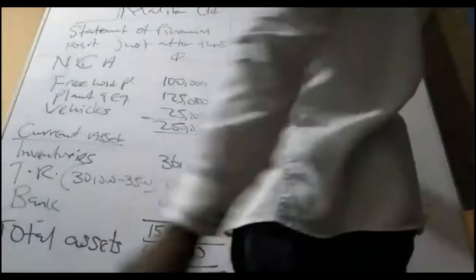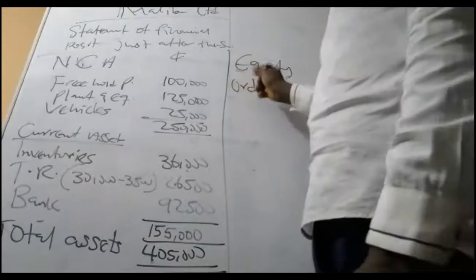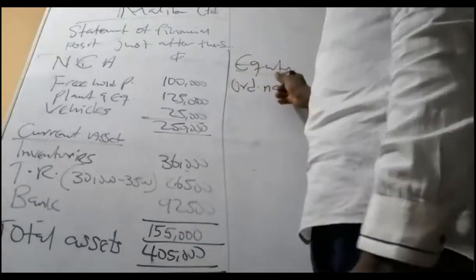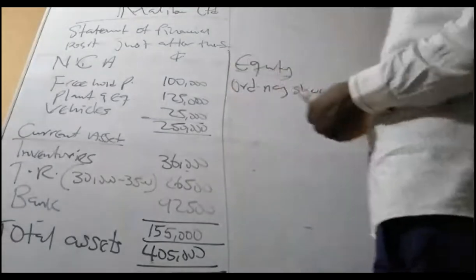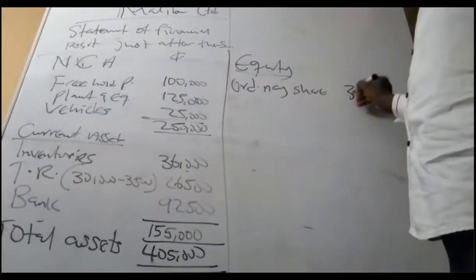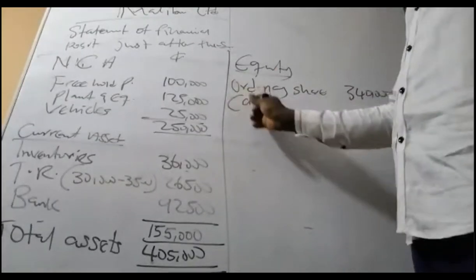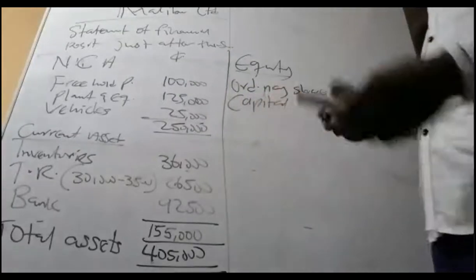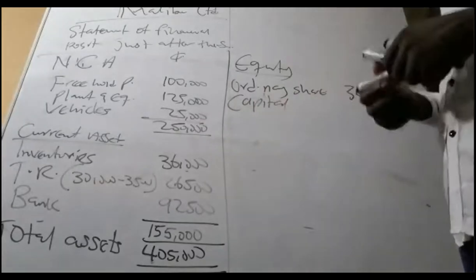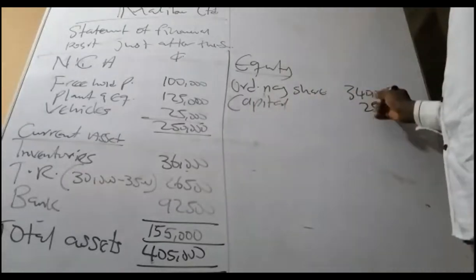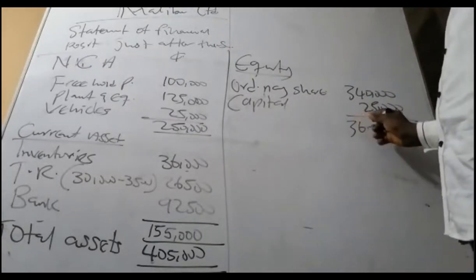Equity. Ordinary shares is 340,000, so bring it at 340,000. Then the capital surplus. The capital reduction that is not balanced, they've done very well by giving us a surplus of 25,000. So putting this together, we get 365,000.